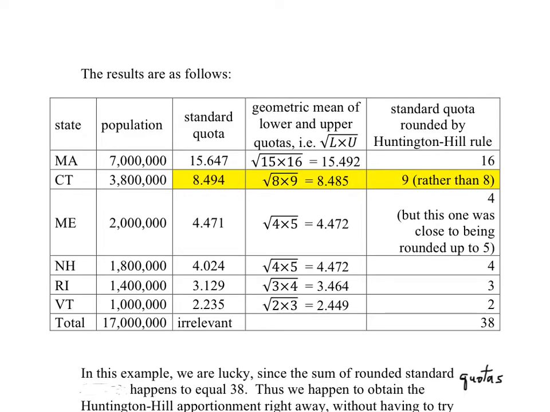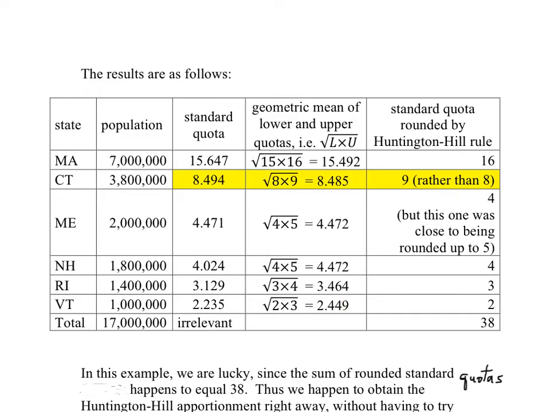How about Maine? Well, for Maine, it was obvious to Webster that 4.4 something would get rounded down, but for Huntington-Hill, this is actually a close call. If this quota had been only slightly higher, it would have reached or exceeded the Huntington-Hill cutoff, and it would have been rounded up. So it does indeed get rounded down, but it came very close to being rounded up. So New Hampshire is rounded down to 4, Rhode Island is rounded down to 3, Vermont, this 2.2 something is less than the Huntington-Hill rounding cutoff, so this 2.2 something is rounded down.